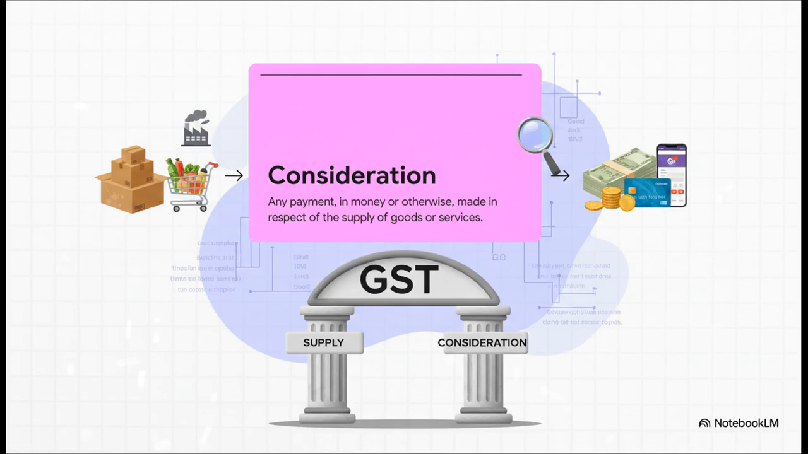And here's the other piece of the puzzle. If you have a supply, as the law defines it, and you have some form of consideration, which is basically any kind of payment for it, then bam, GST is almost certainly in the picture. These two concepts, supply and consideration, are really the twin pillars holding up the entire tax structure.